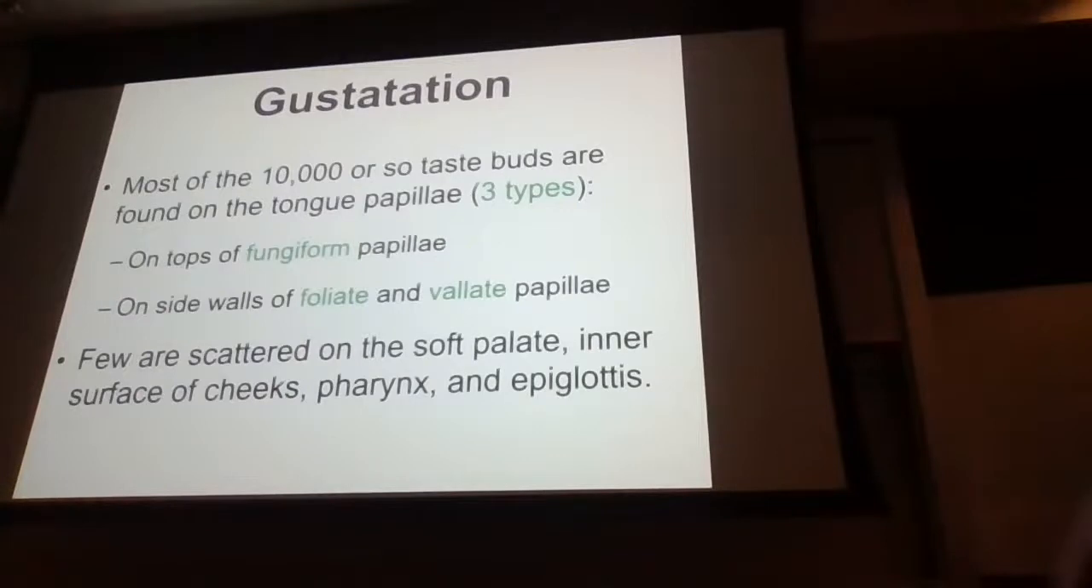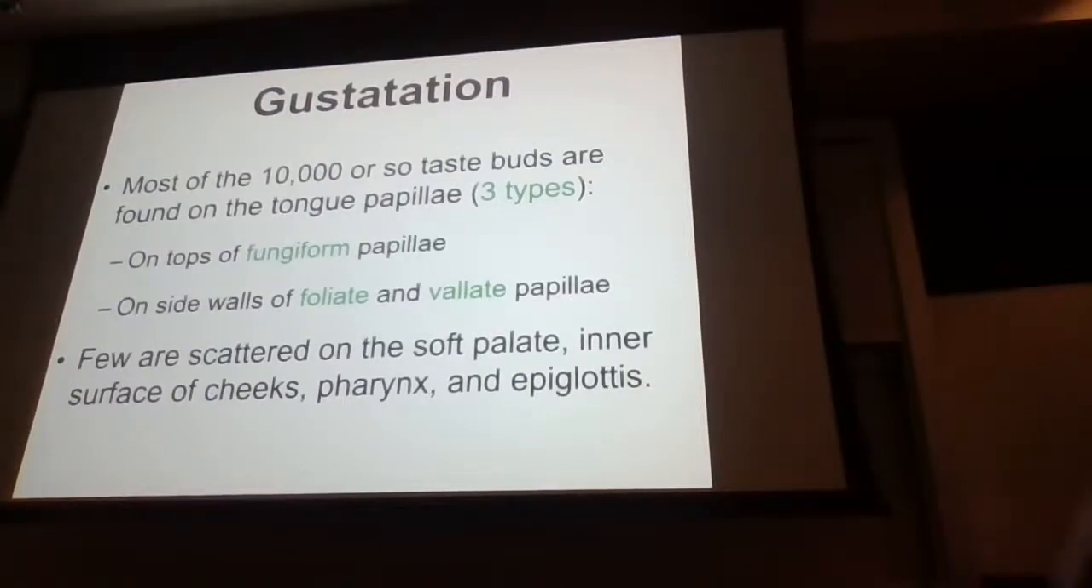All right. Smell, taste, gustation. Right? We have over 10,000 taste buds, right, found on our tongue in the papillae. Now, these papillae that we find on our tongue, there are three main types: fungiform, foliate, and vallate. Right? And I'm not interested in you being able to distinguish one from the other. I want you to remember that these papillae are responsible for containing the cells that are able to sense taste.